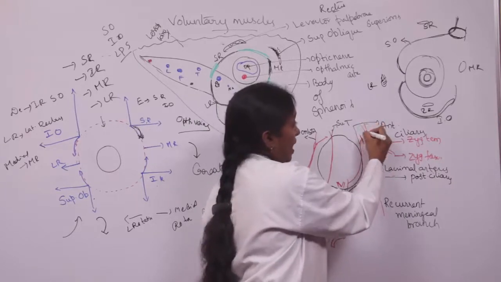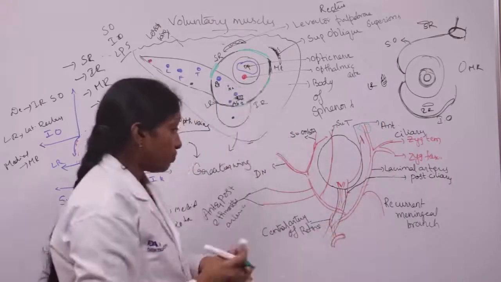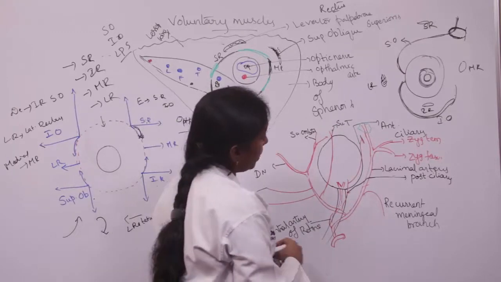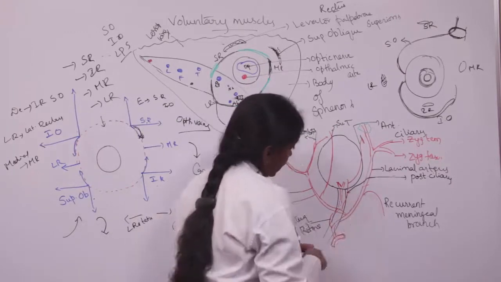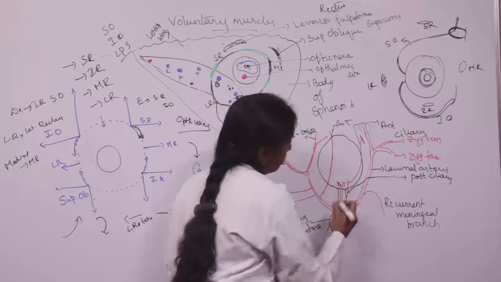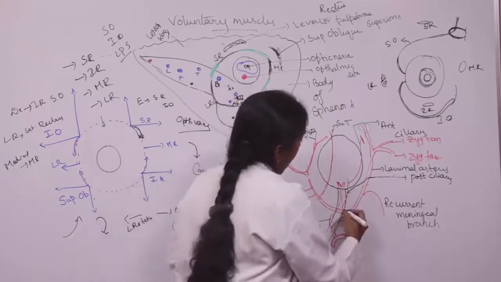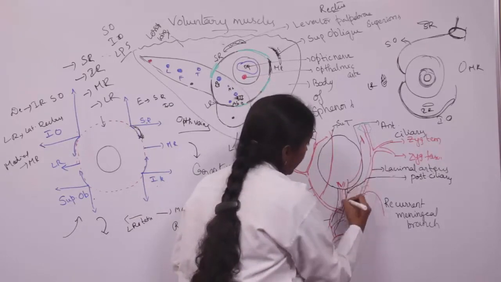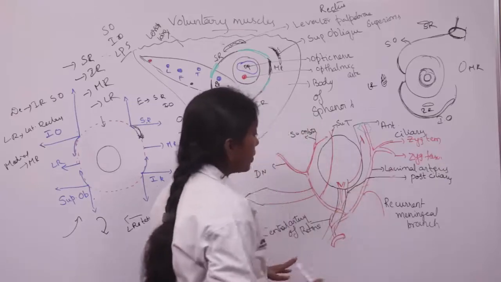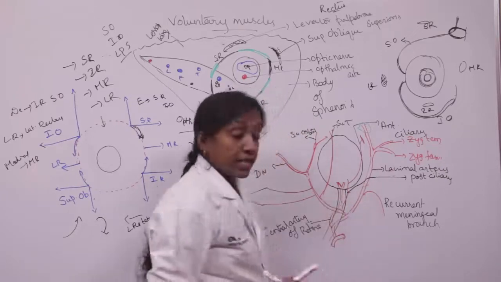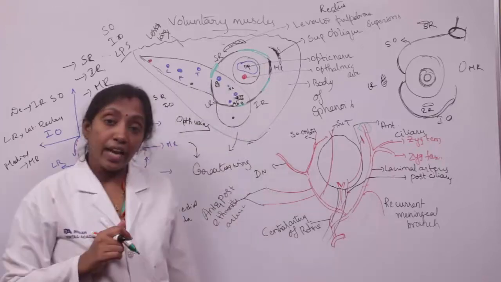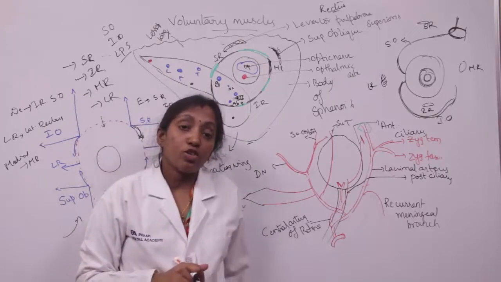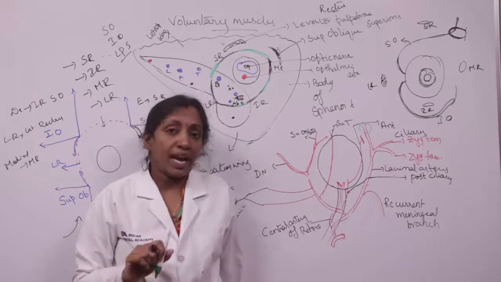The ophthalmic artery also gives one important branch, that is the posterior ciliary artery. The posterior ciliary artery supplies the iris and choroid here. The central artery of the retina is an end artery, and it doesn't anastomose with any artery. So occlusion of the artery causes complete blindness.